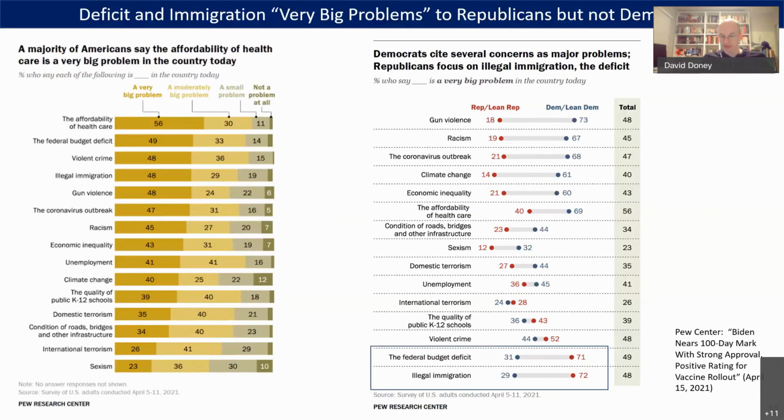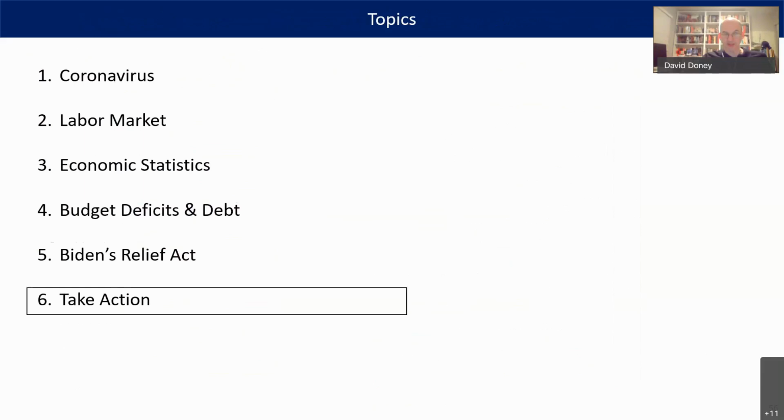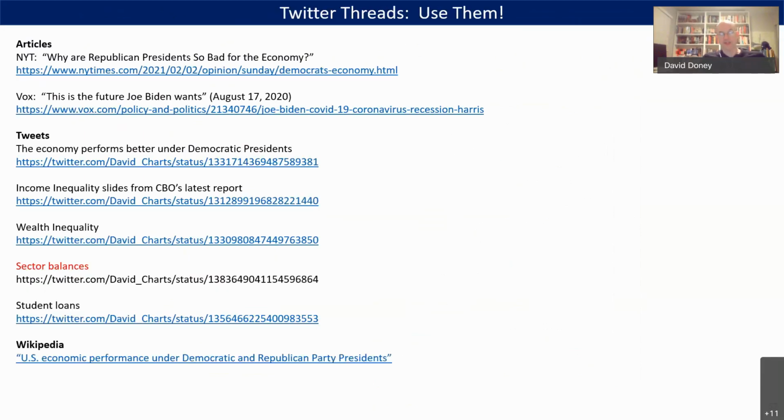So that's the end of our prepared material. I just added a Twitter thread on the sector balances highlighted there. So if you want to see this on Twitter, if you ever need to reference it, you have it. Of course, you have this presentation as well. If you want to give your friends headaches, you can share that sector balance thing, but it's going to go over most people's heads.